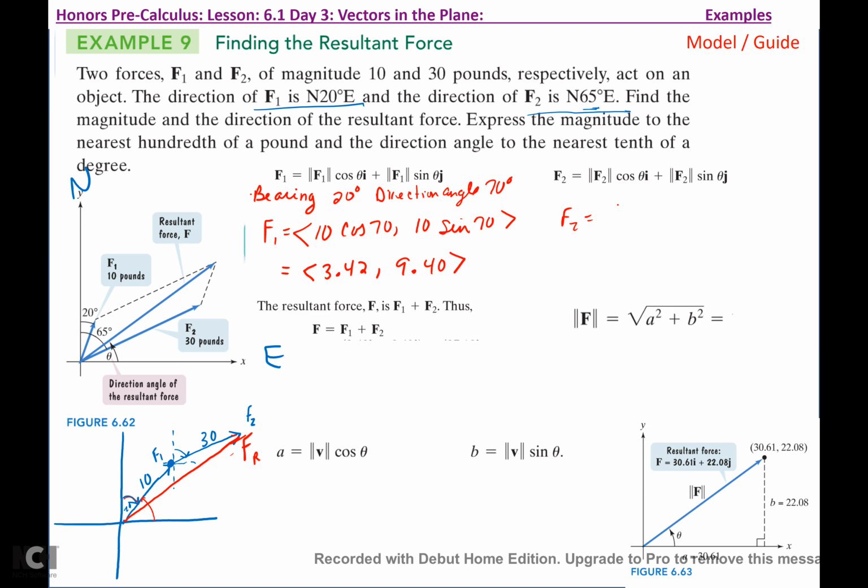If I do the same thing for force two, its velocity vector is going to be the magnitude of it, which is 30. It had a bearing of 65 degrees. So if from here to here is 65 degrees, then from here to here would be 25 degrees.